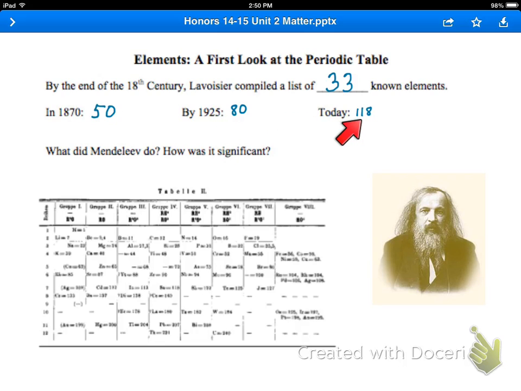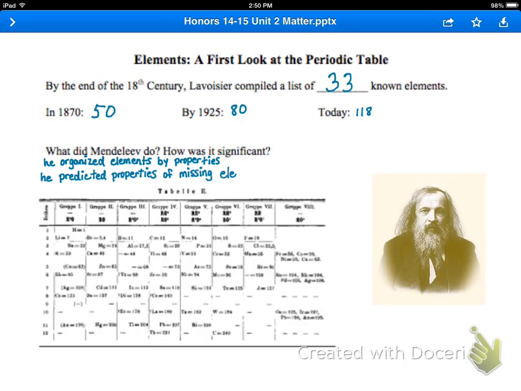So Mendeleev lived right around this time here. There were about 50 to 60 known elements. What Mendeleev did was organize the known elements by their properties. He made groups or columns where all the elements in one group would do similar things, like all react with water, all be inert, all have the same basic properties.